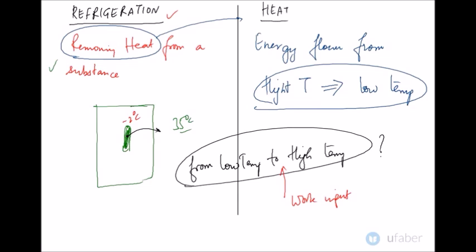We will look at it in the subsequent slides. So this means heat naturally flows from high temperature to a low temperature, but in refrigeration we are making heat flow from low temperature to a high temperature surrounding by giving in some work input. Now before we move ahead, let us look at the next slide.